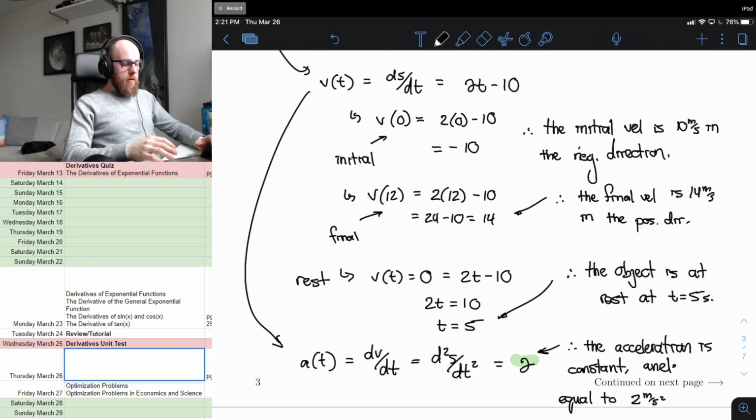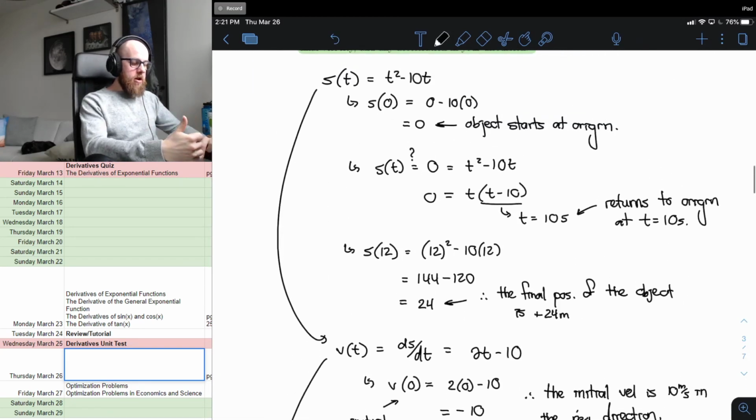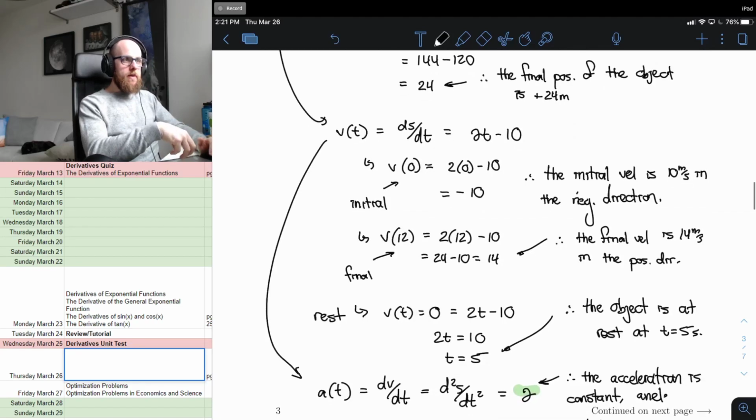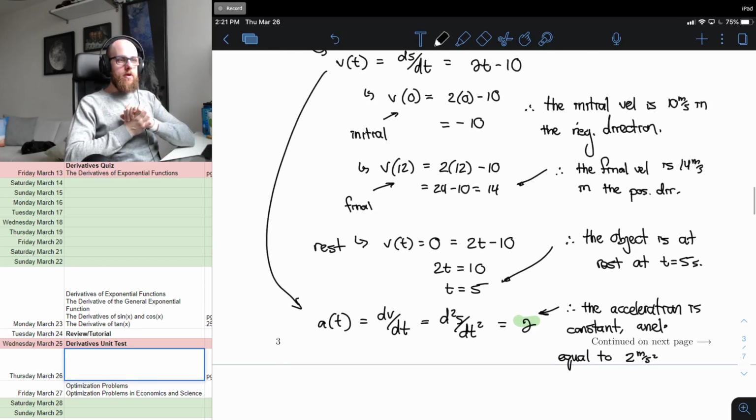Whew. So that was a big question, but essentially, let's summarize what we did, right? We characterized our position. We figured out all the things we can figure out with our position function. We took the derivative to get our velocity function, then we figured out a few more things about our object. And then lastly, we computed the acceleration. We found that the acceleration was just constant.